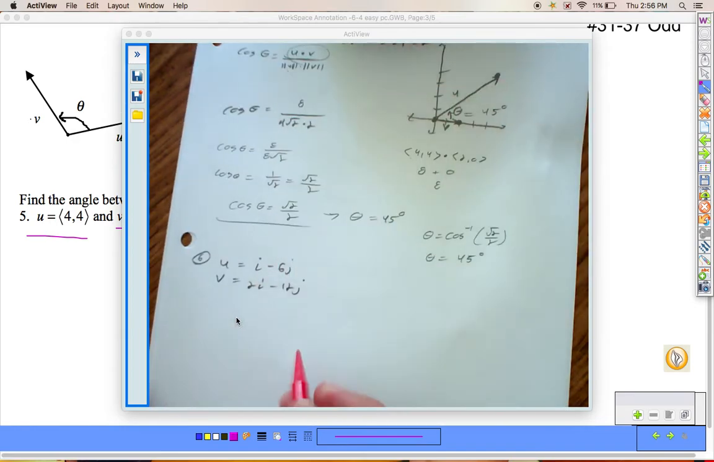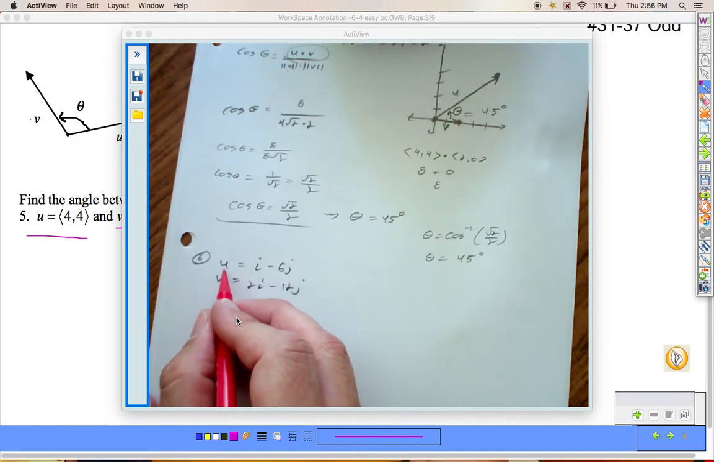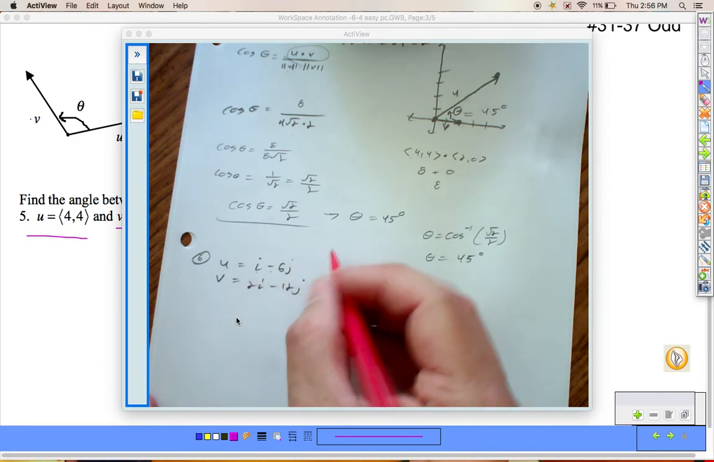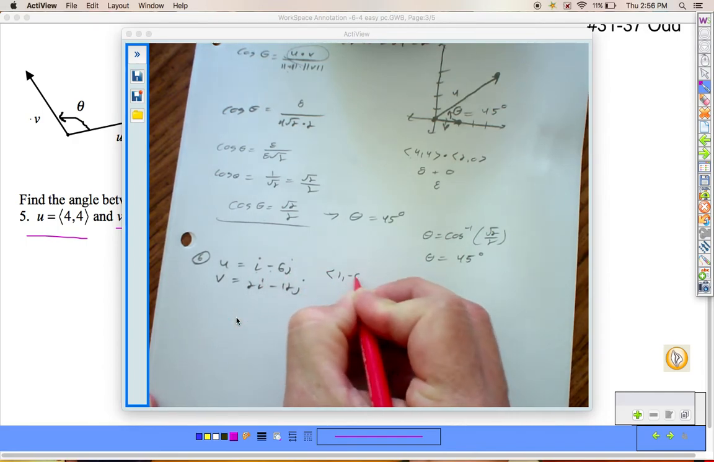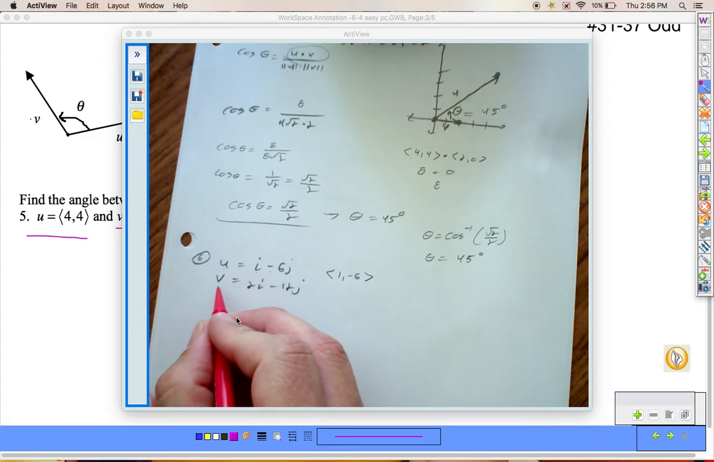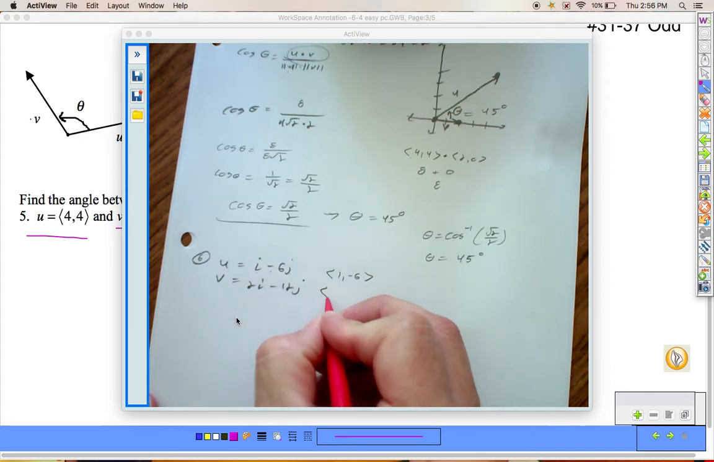All right, the next one. Vector u is i minus 6j, which I'm going to change to 1, negative 6. Vector v is 2i minus 12j, 2, negative 12.